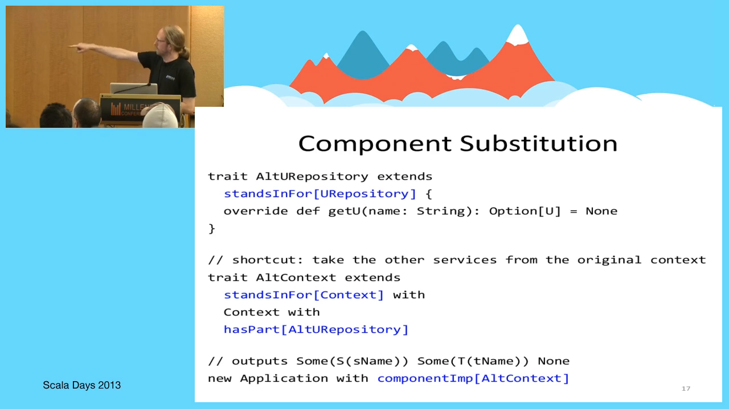And here I could list out that it has parts. It has an S repository, it has a T repository, it has an alt U repository, etc. But I'm going to take a quick little shortcut here, which is the commonly used trick: I'm just going to say, well, I'm basically the same as the context, but I'm going to override this one part. The U repository is going to get overridden by the alt U repository. So now when I instantiate the same application with the component implementation of the alternative context, I get the different output. And you can see there at the end, I get the none from the U service, actually.